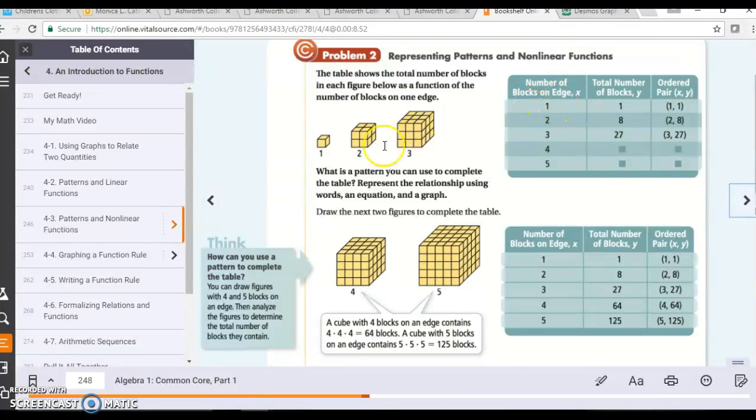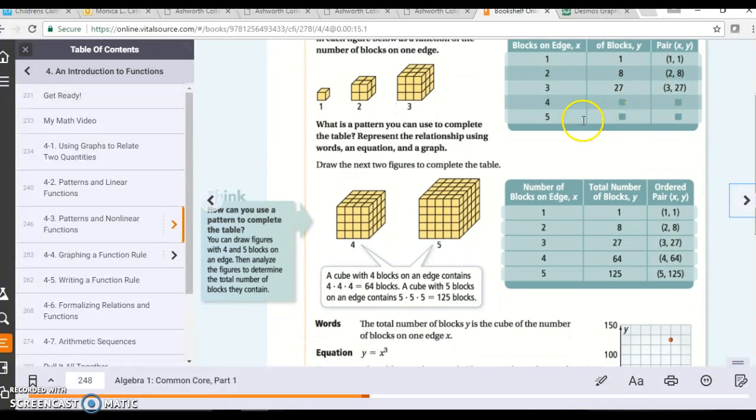So we have the number of blocks on edge. So we have 1. So here's 1 block here. And how many blocks total is that? That's 1. And then if I have 2 blocks on one edge, how many total blocks do I have? If I count all of those up, I should get 8. If I have 3, 1, 2, 3 blocks on one edge, how many total blocks is that? 27. And we want to know what do you think the next few terms are?